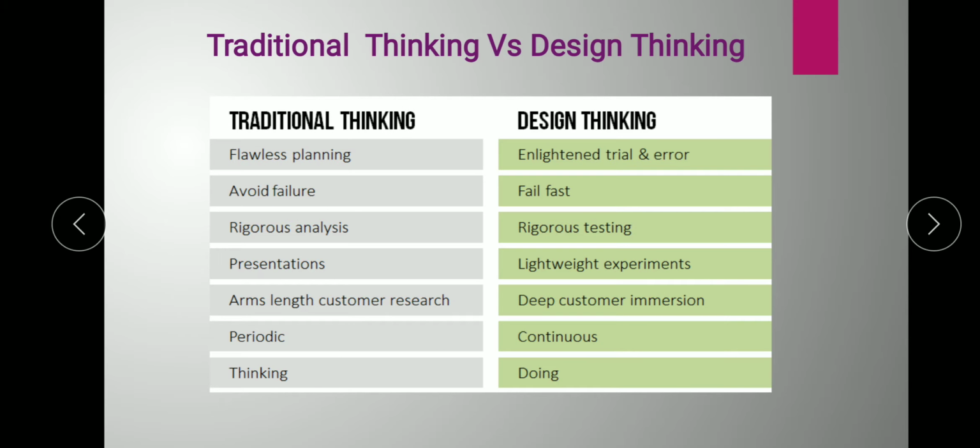So this is the difference between traditional and design thinking. In traditional thinking, you'll be aiming for flawless planning, right? But in design thinking, you'll be pushed through various steps wherein you'll be constantly failing at each step. Wantedly, you need to fail so that you can refine your design in a much better way. So your main aim would be to fail fast, whereas in traditional thinking, it would be to avoid failure. So here you need to keep testing, whereas in traditional thinking, you need to keep analyzing.